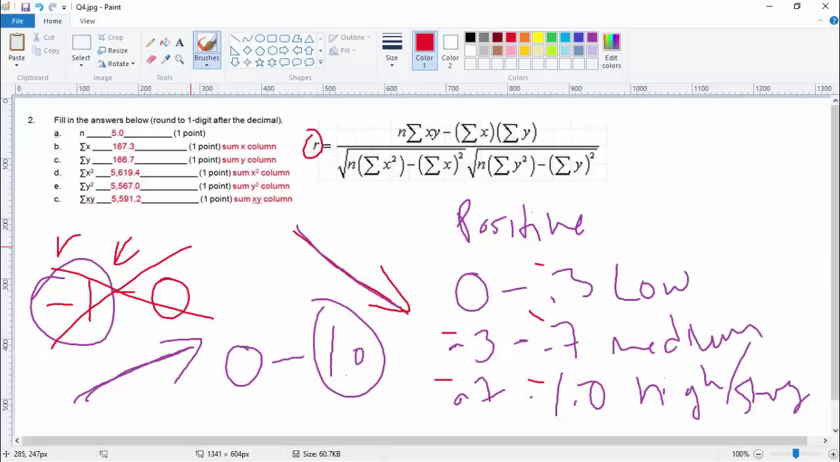If it's closer to 0, there's closer to nothing going on. It doesn't matter how much men get paid, women get paid a different amount. It doesn't matter. All the way up to this one here, which is, if men go up, women go up. So we're going to calculate R, and we're going to see what category it falls in here.